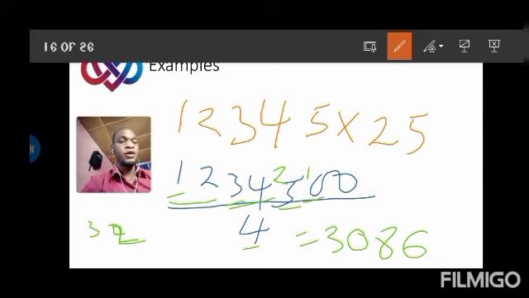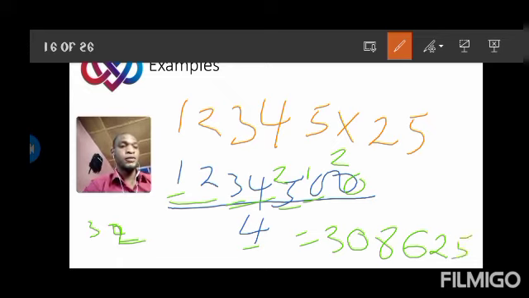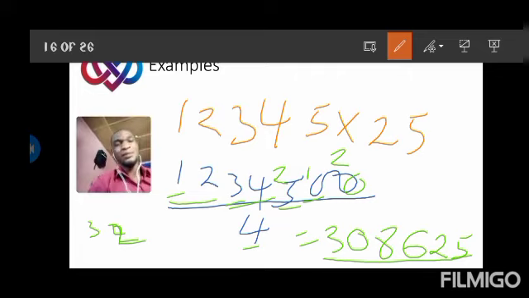So 4 in 10 is 2. 4 times 2 is 8. So 10 minus 8 is 2. So we make it 20. So 4 in 20 is 5. So the answer will be 308,625. So just take it step by step. It's somewhat simple. So let's take more examples.